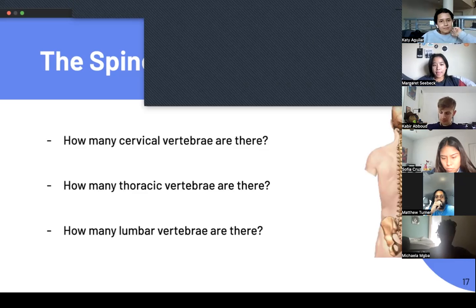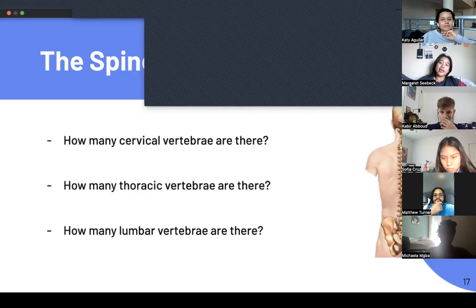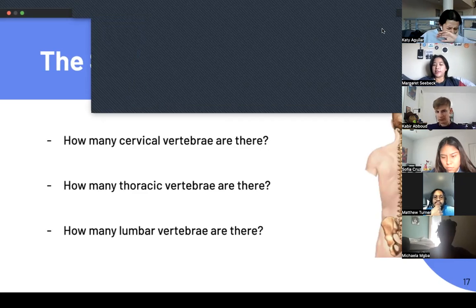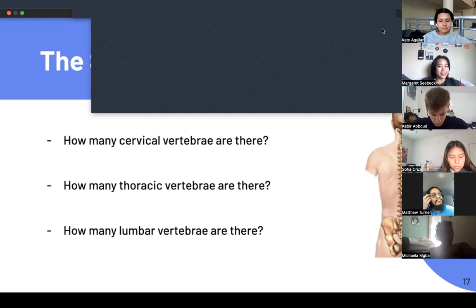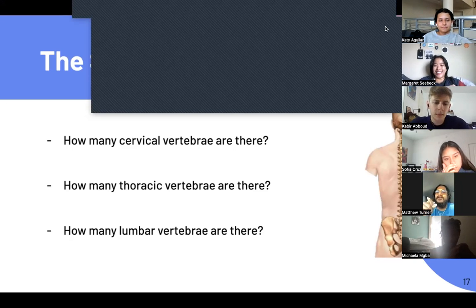All right. So the spine. Does anyone know how many cervical vertebrae there are? 7? What'd you say? 7. 7? Okay, what about thoracic? 12? 12. Okay, and then lumbar. That one always gets me. That one gets you. 5.